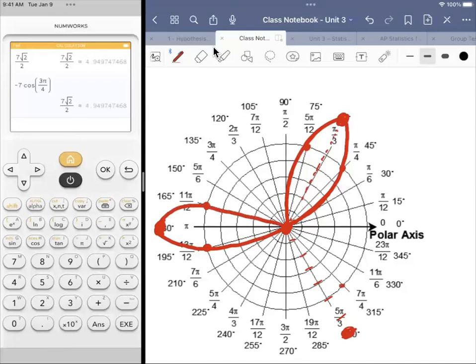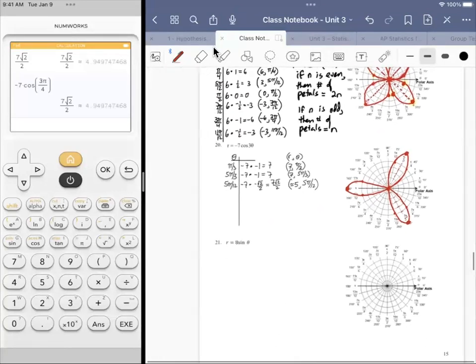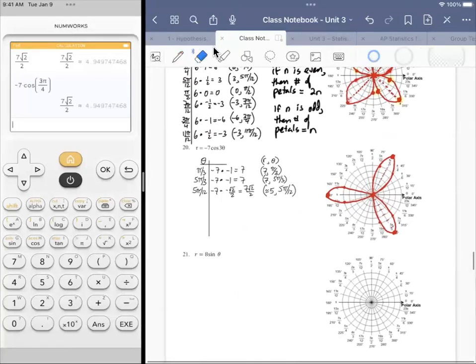And I know I'm going to have a point here and here. And that's my 3-petaled rose accomplished with really only 3 computations and knowledge of the nature of the function.